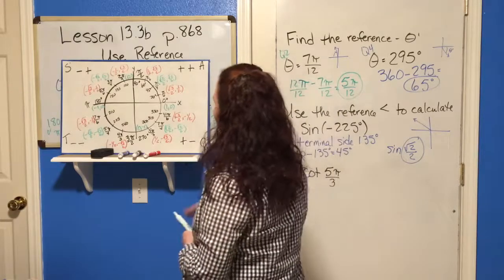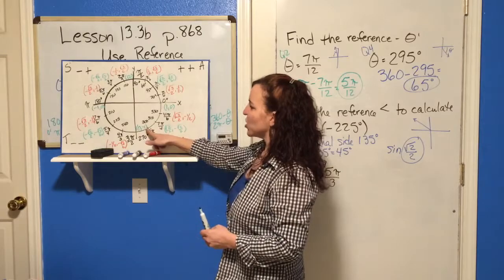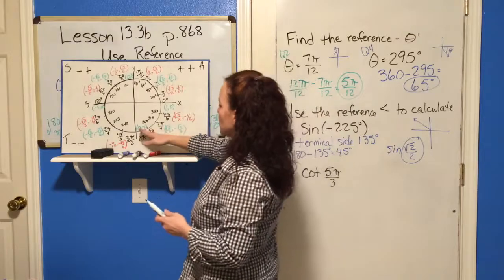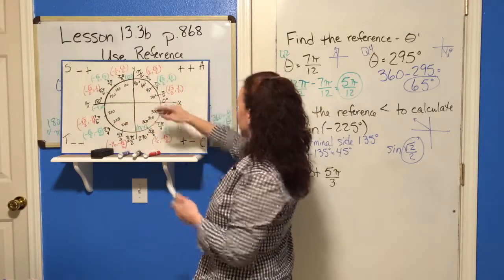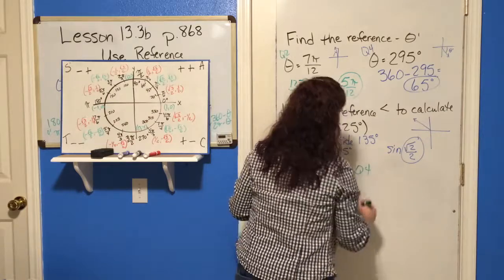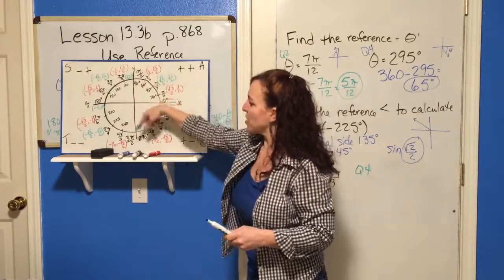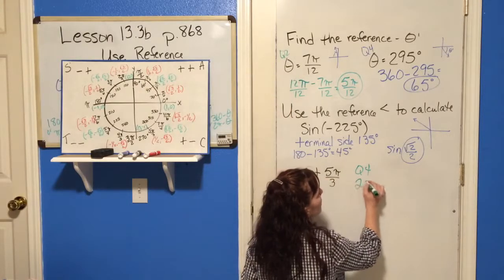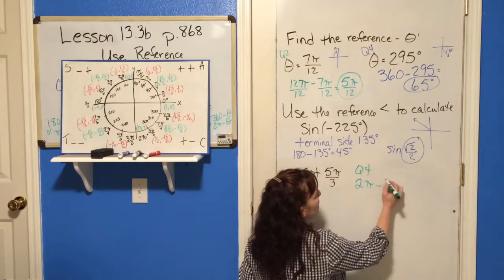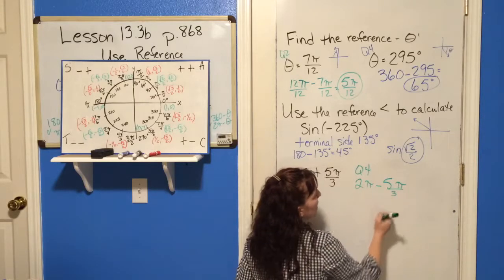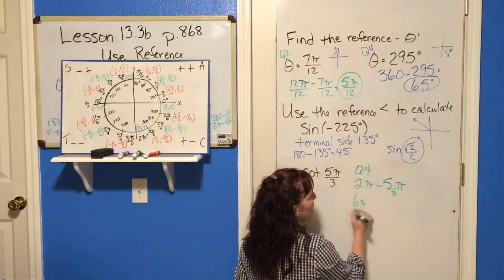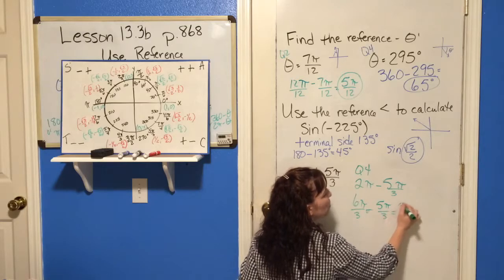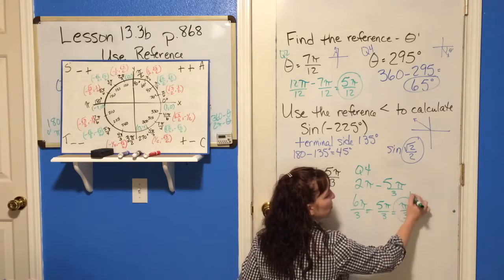So if I look, 5 pi over 3 is way down here. And so if I'm wanting to use the reference angle to find that, since it's in quadrant 4, I'm going to take the whole circle and subtract off theta to get my reference angle. So the whole circle is 2 pi. I'm going to take 2 pi minus 5 pi over 3. And so I'm going to get like denominators. So 6 pi over 3 minus 5 pi over 3 equals pi over 3. So this is my reference angle.